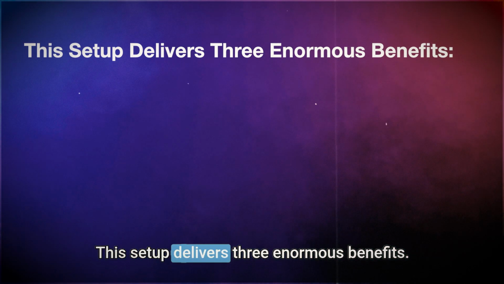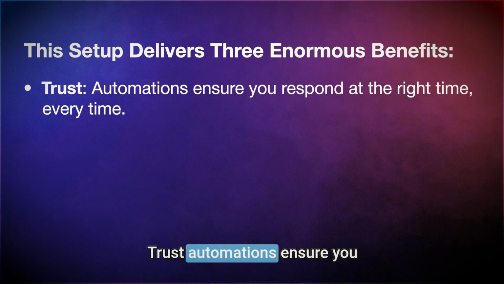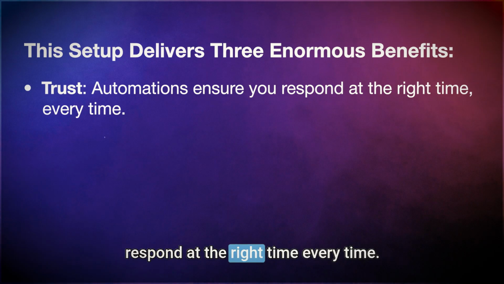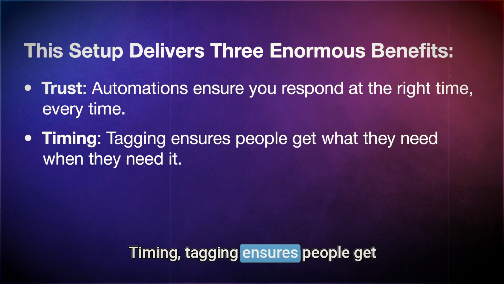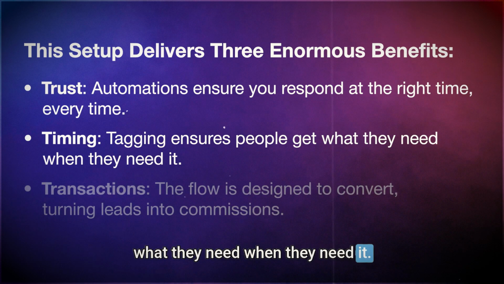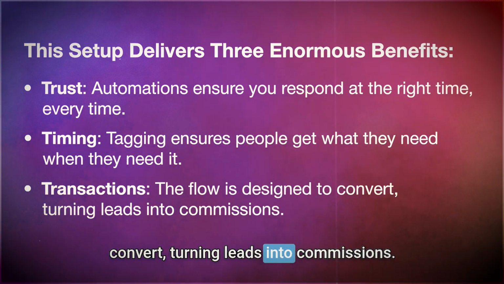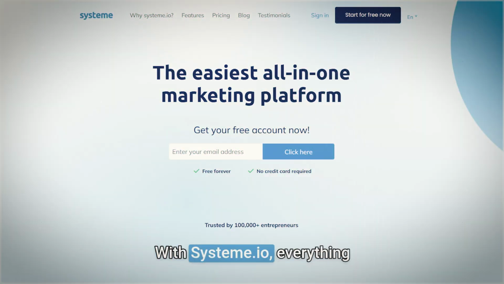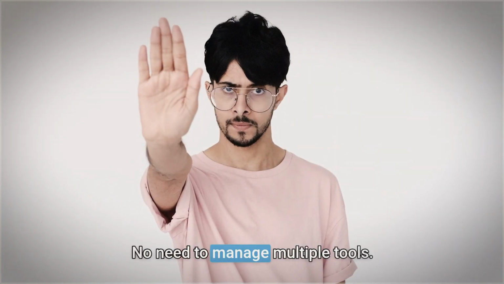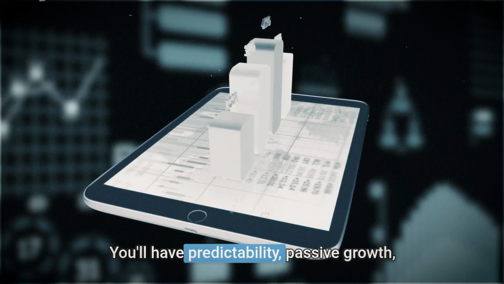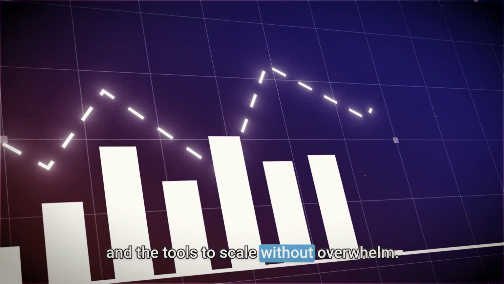This setup delivers 3 enormous benefits. Trust. Automations ensure you respond at the right time, every time. Timing. Tagging ensures people get what they need when they need it. Transactions. The flow is designed to convert, turning leads into commissions. With Systeme.io, everything happens from one dashboard. No need to manage multiple tools. You'll have predictability, passive growth, and the tools to scale without overwhelm.